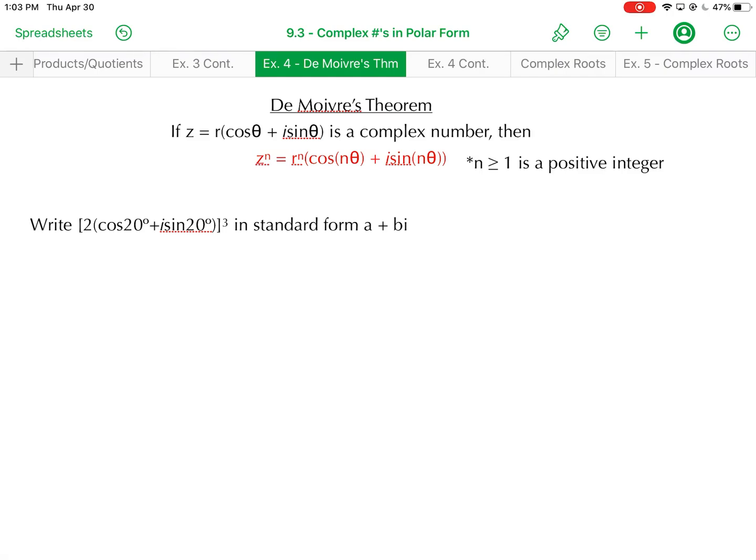So here, notice the theorem. If I'm trying to take this complex number z and raise it to the power of n, all I need to do is take its modulus r, raise it to the power of n, and take its angle theta, multiply it by the value of n. Okay? And understand that this is really just an extension of how we find the product between two polar complex numbers.